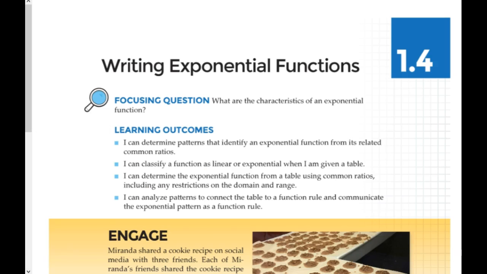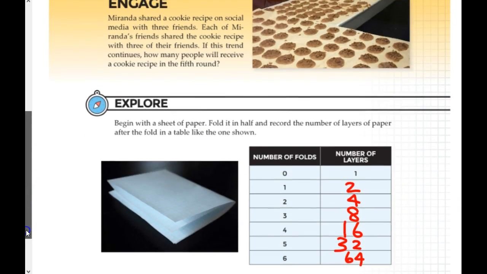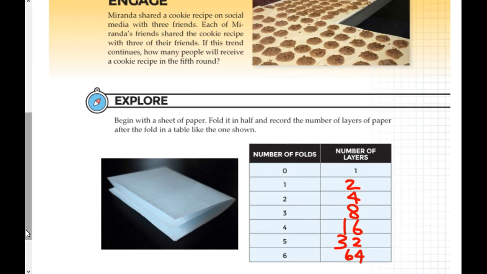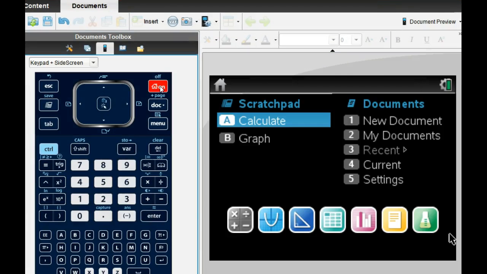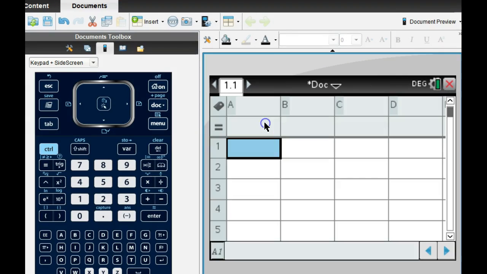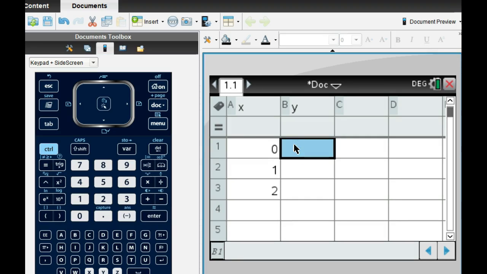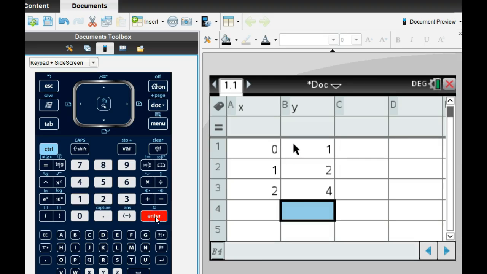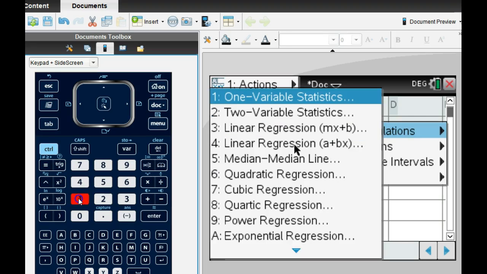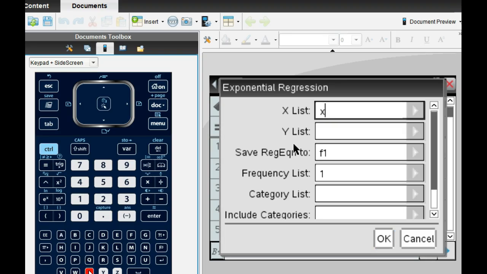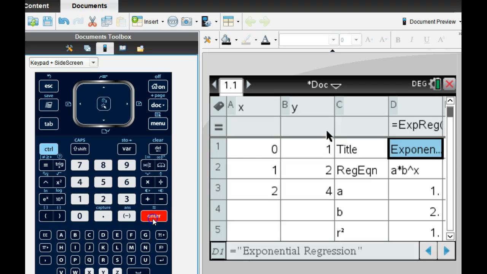So real quick, we're going back to this right here. I'm going to leave it on the side so I can get to this. I'm going to go to my spreadsheet, okay? X and Y at the top, right? Now, I'm going to use 0, 1, 2 for my number of folds, and then my number of layers, 1, 2, 4. Now, again, for exponential, we hit menu, 4, 1, A. X for X, Y for Y, and our equation.